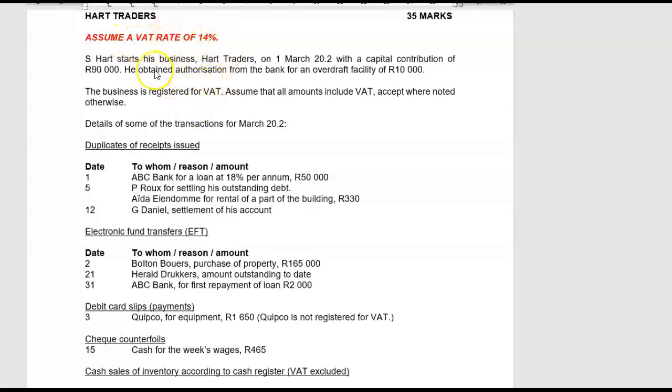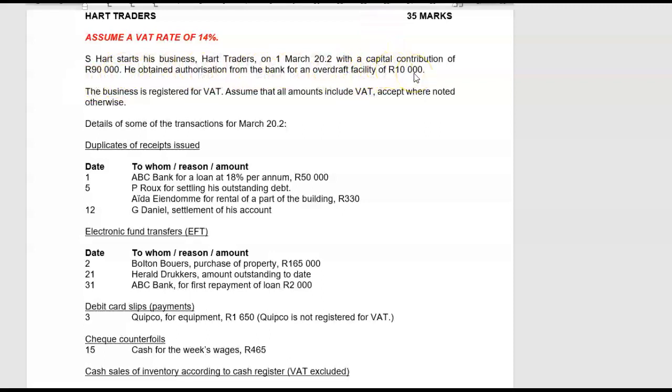in a question. S. Hart starts his business, Hart Traders, on 1 March 22 with a capital contribution of 90,000 Rand. He obtained authorization from the bank for an overdraft facility of 10,000 Rand.